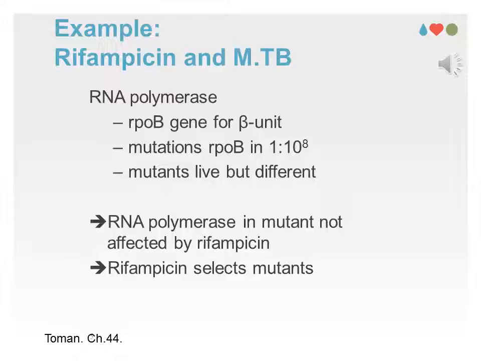These mutants are very few, less than 1 in a million in a normal bacterial population. But when rifampicin is present, the normal bacteria are killed and the mutants survive and take over the bacterial population. In short, rifampicin selects the mutants.